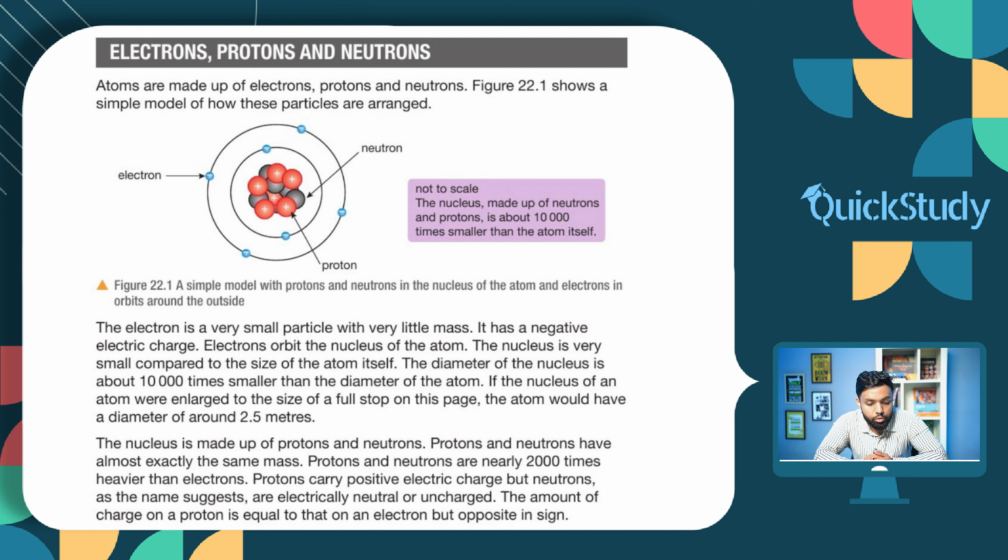The nucleus is made up of protons and neutrons. Protons and neutrons have almost exactly the same mass. Protons and neutrons are nearly 2,000 times heavier than electrons. Protons carry positive electric charge, but neutrons, as the name suggests, are electrically neutral or uncharged. The amount of charge on a proton is equal to that of an electron but of opposite sign. Basically, electrons are negative, protons are positive, and neutrons, like the name, are neutral.